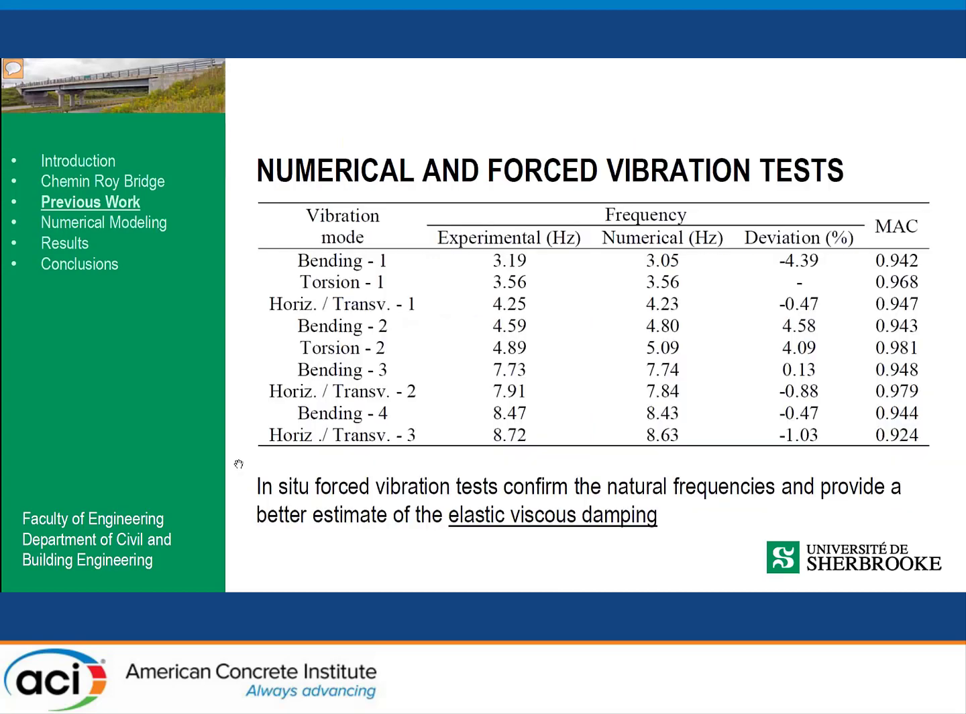On this table, you see some results of the different modes that we obtained from the force vibration test. You can also see the modal assurance criterion here. It shows that there is a good correlation with the numerical models that we calibrated. These data are also used for the selection of the synthetic accelerograms that we will use for the analysis, and also for the definition of the dimensionless frequency value required in the NEHRP methodology.